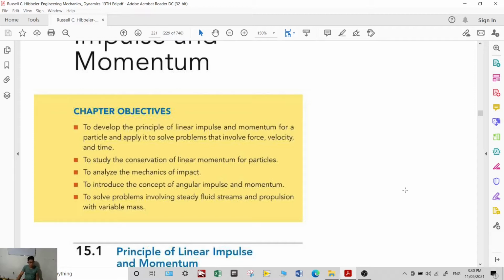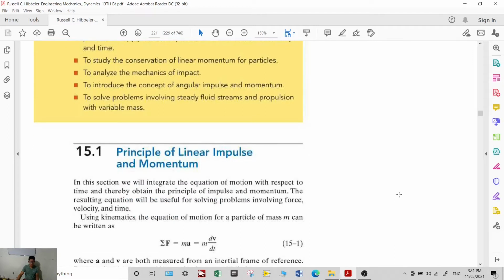We're also going to analyze the mechanics of impact, okay, and also introduce the concept of angular impulse and momentum.